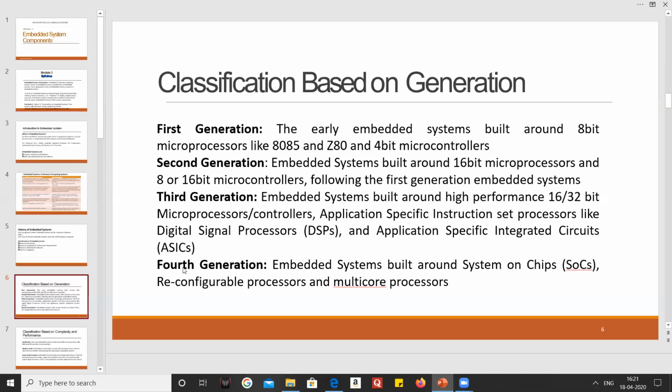Now coming to the fourth generation, embedded systems built around systems on chip and reconfigurable processors. Here we have one more option: it is not just that you're putting everything on a chip, you can also reconfigure, and you can have multi-core processors. Earlier we were using only one microcontroller, now you can embed several microcontrollers on one IC, just like your processor. So whatever we are talking about is the classification of embedded systems based on generation.